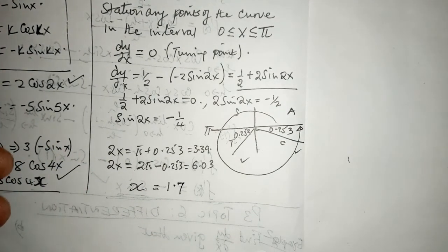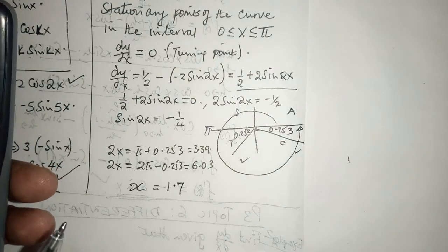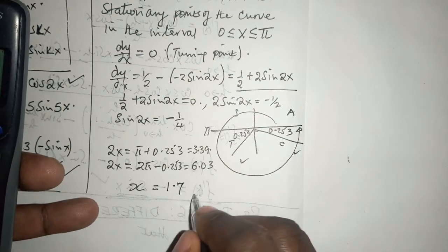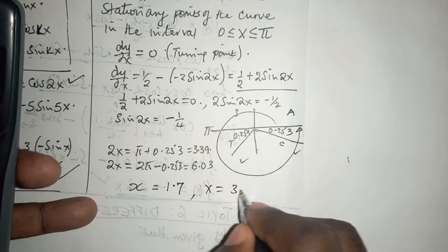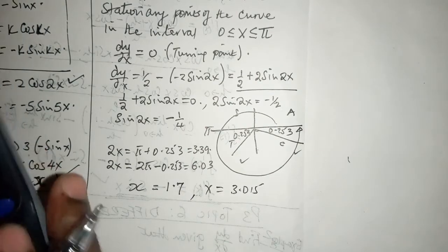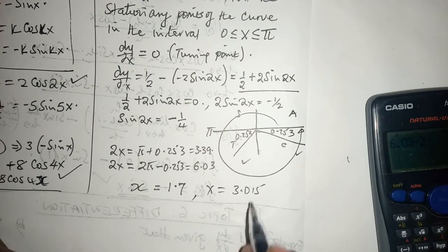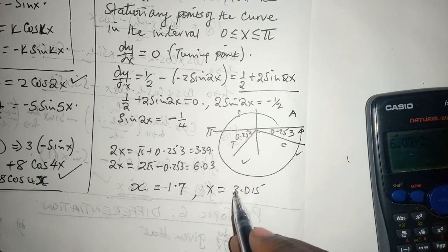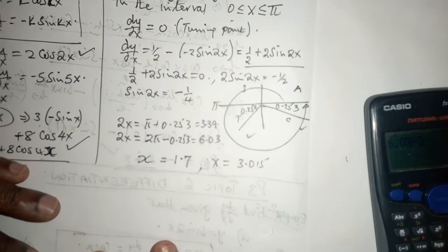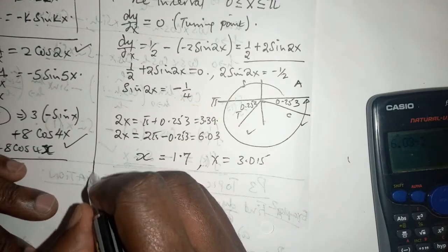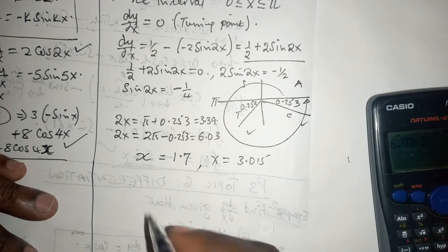And of course 6.03 divided by 2 gives x equals 3.015, or we can say 3.02 for that matter. Having said that, we are supposed to give the coordinates of the stationary points.